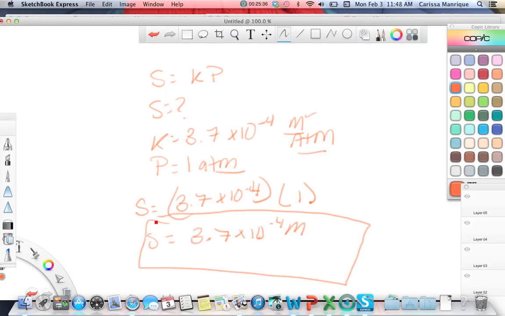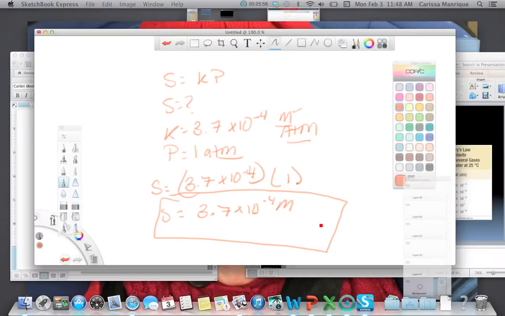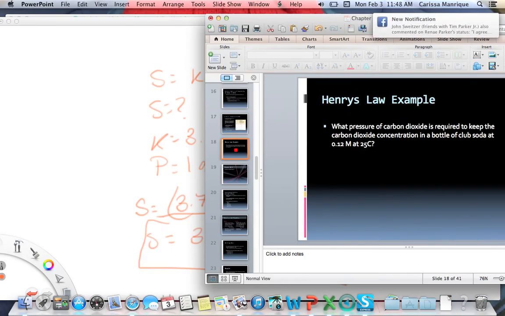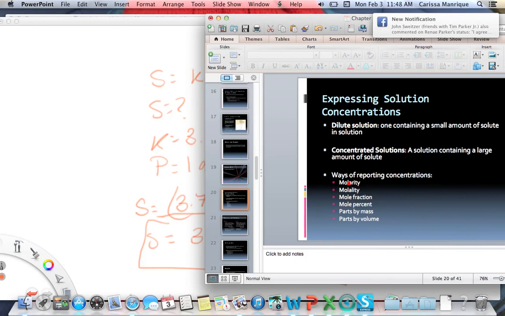All right, in the next podcast, we're going to go over different ways to quantify a solution, to see how concentrated it is. We're looking at molarity, which we've looked at before, which is moles per liter. So this tells us that in 1 liter, you can dissolve 3.7 times 10 to the negative 4 moles of something. We're going to look at how to calculate molarity, molality, mole fraction, mole percent, parts by mass, and parts by volume. We're going to look at all of those calculations.